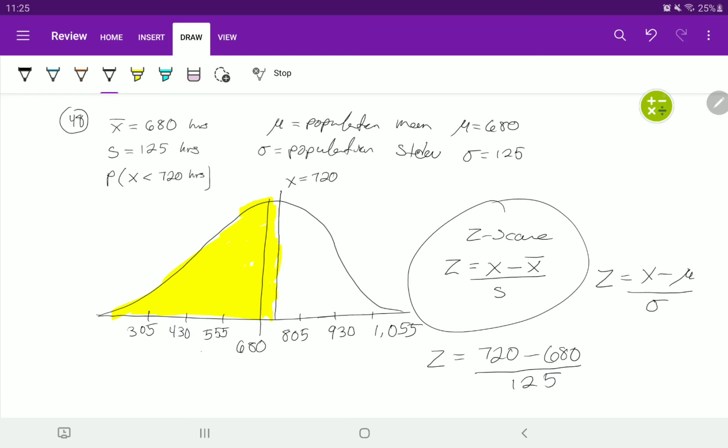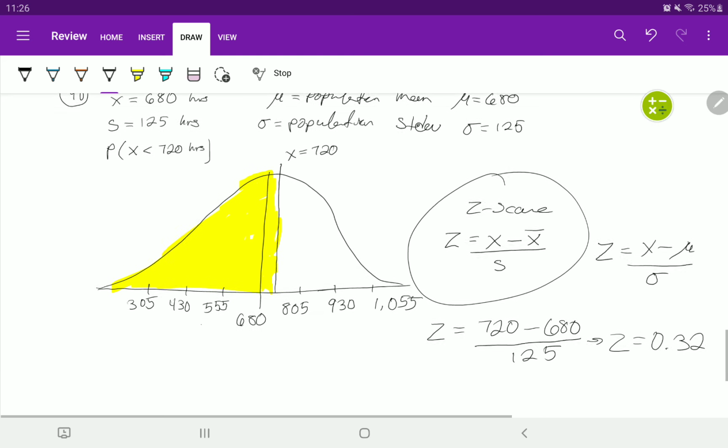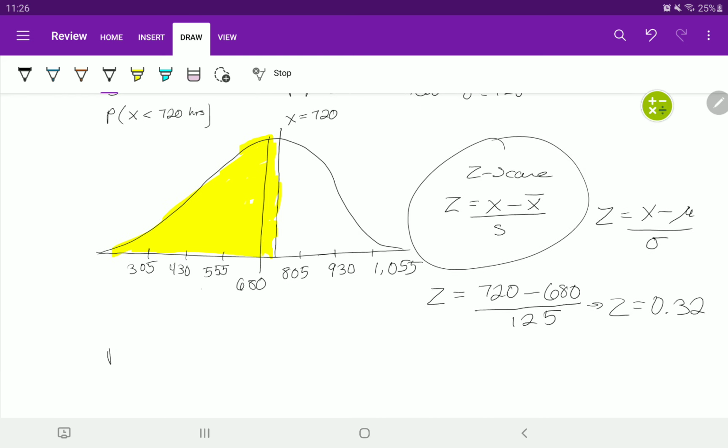Open up a calculator. So 720 minus 680 equals 40. And then 40 divided by 125 equals 0.32. If you need to, round your z-score to 2 numbers after the decimal. Now, what we're going to do is go to our table. We're going to find the probability that z is equal to 0.32.